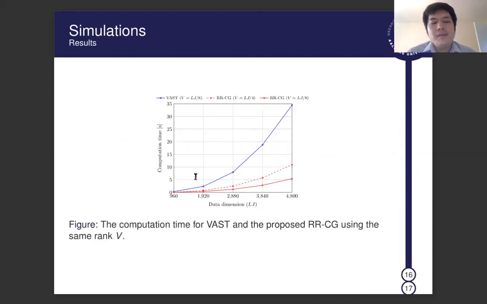However, the good thing about the proposed approach is that the proposed RCG approach has a low computational complexity. As you can see from this plot, when the data dimension is 4,800, the computational time of the proposed RCG is around 7 times faster than the variable span trade-off filter.